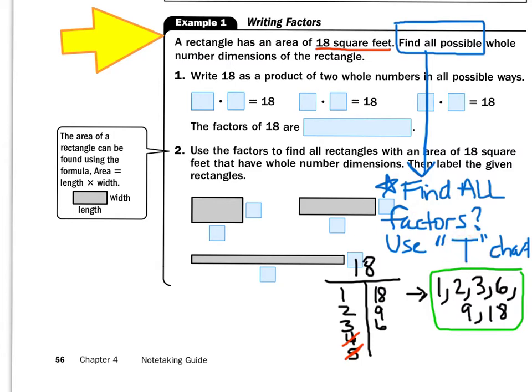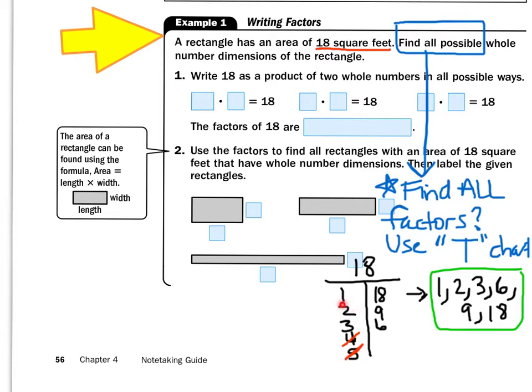Now, you did this a long time ago, but let's talk about how we do this in 7th grade. Put the number that you're asked to find all factors for. So put 18 up above, and then draw a big T. And then we always start with 1 because 1 is a factor of every number. So 1 times 18 would give us 18.